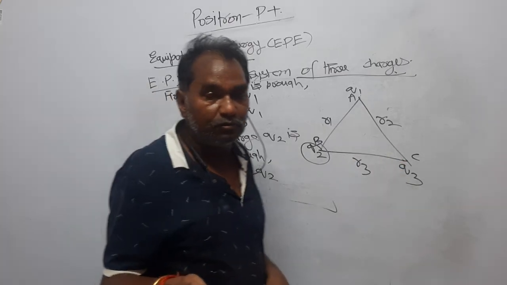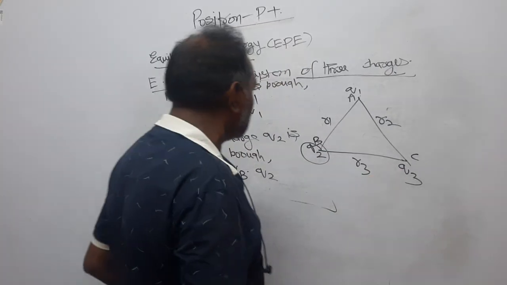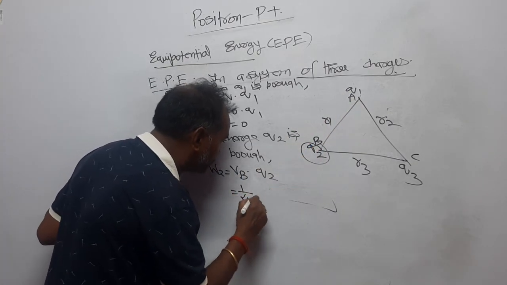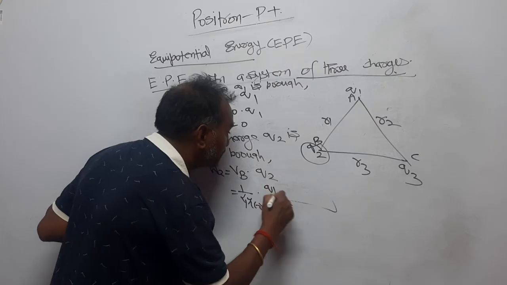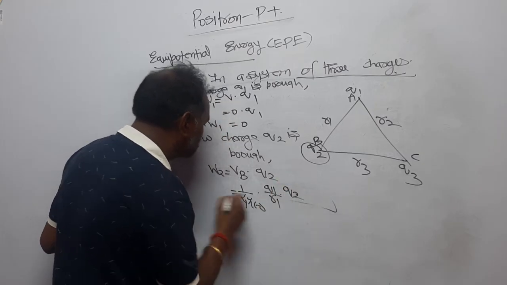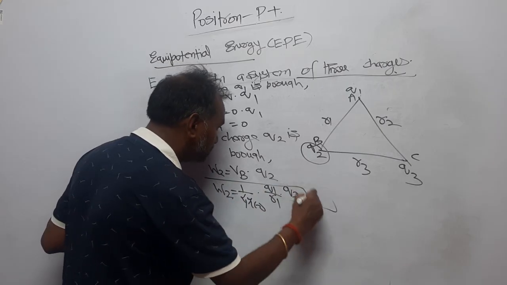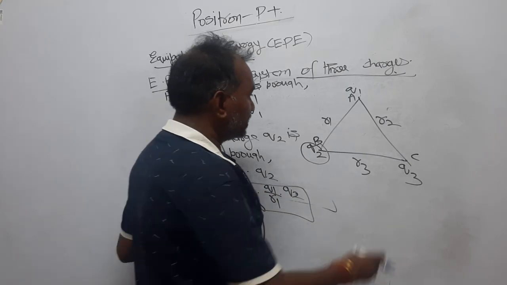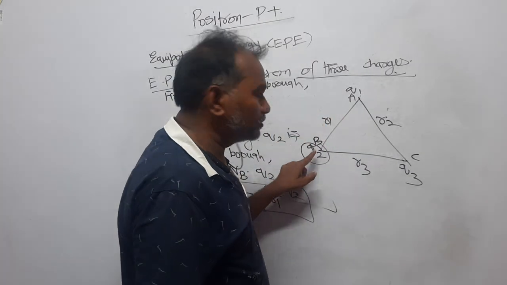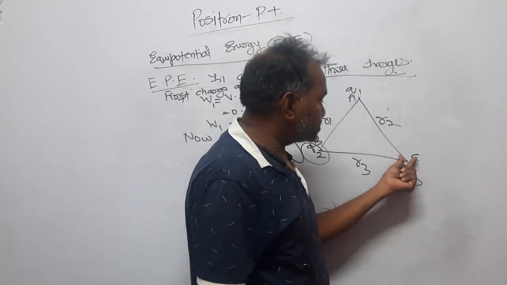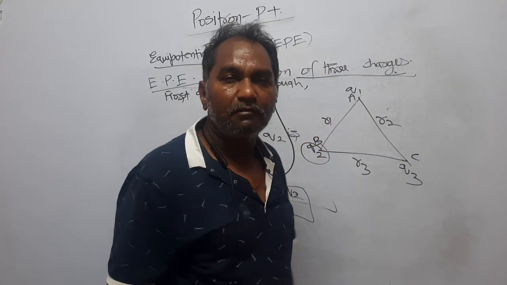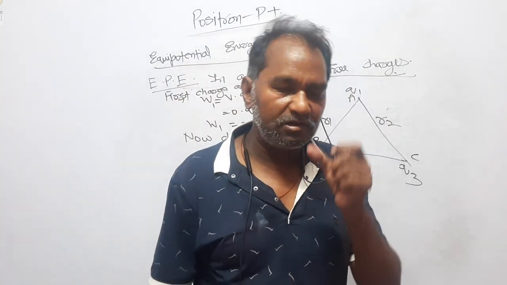You haven't brought Q3 yet. So due to Q1, here the potential will be 1 upon 4 pi epsilon naught Q1 upon R1, and Q2 you bring. So this is the W2, right? Now dear student, let Q3 be brought. When you are bringing Q3, Q1 and Q2 are already present. Now first you have to find out the potential at C due to Q1 and Q2, and then W is equal to V into Q. Q is Q3, you will apply.